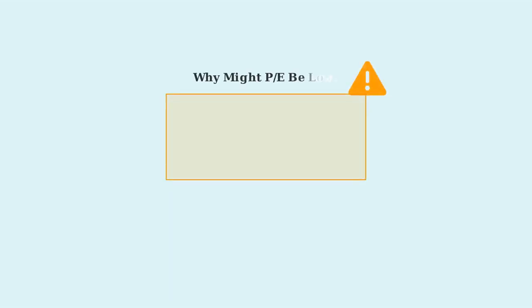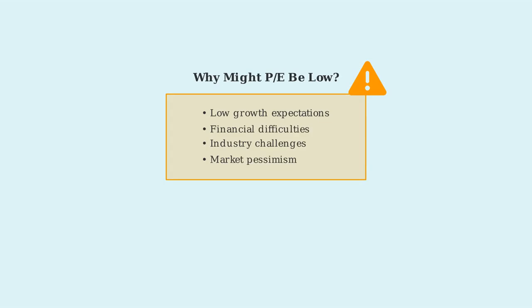However, there's a second interpretation we must consider. A low PE ratio might also signal that investors have concerns about the company's future. Investors might be paying less because they expect slow growth, see financial problems, or worry about industry challenges. A low price doesn't always mean a good deal.